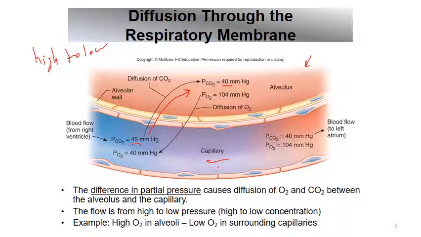And then it's the opposite for oxygen. There's more oxygen in the alveoli because you just inhaled it. Less oxygen in the capillaries surrounding the alveoli, and the oxygen moves towards the lower concentration. And again, over here, we'll just underline this goes high to low. That's the important thing to remember.